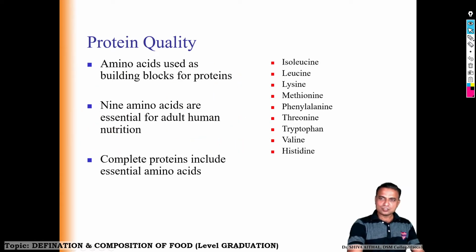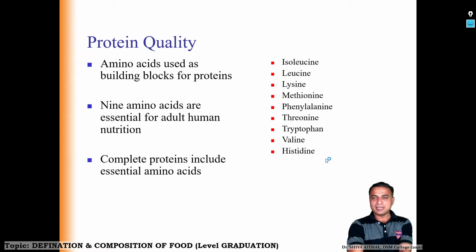These nine essential amino acids are isoleucine, leucine, lysine, methionine, phenylalanine, threonine, tryptophan, valine, and histidine. These are the nine types of amino acids which are very essential for the human body, and a good food should contain all of them. Unfortunately, it doesn't.